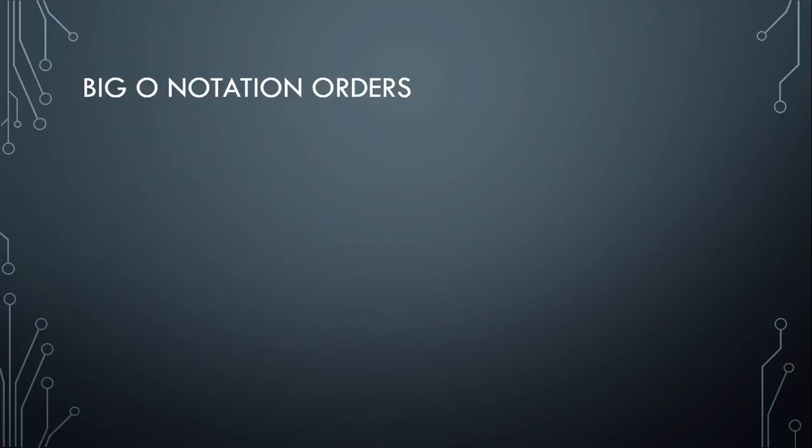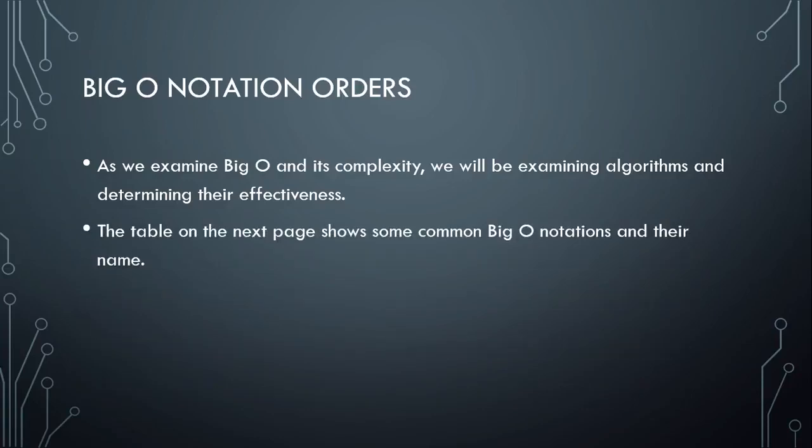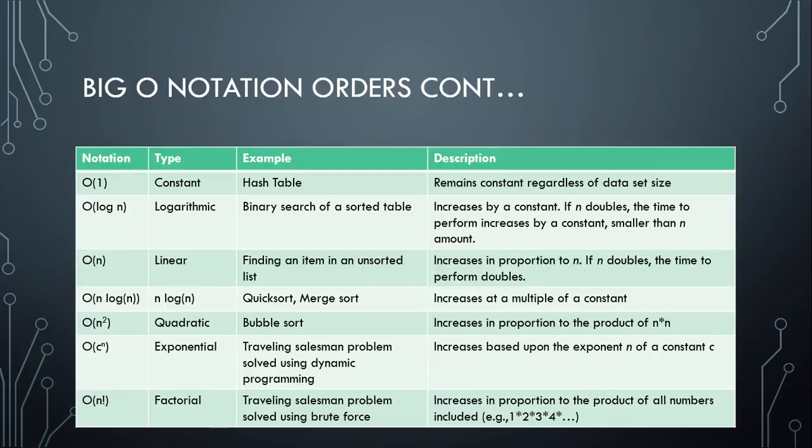Let's talk about big O notation orders. As we examine big O and its complexity, we'll be examining algorithms and determining their effectiveness. The table on the next page shows some common big O notations and their name. So in here, this is a table that you might want to get to know and love. I have several different examples in here. Only one that's not really in here is the square root, but it would fall right in here.